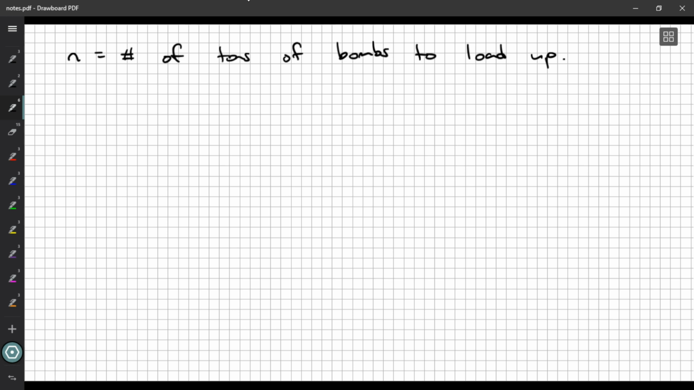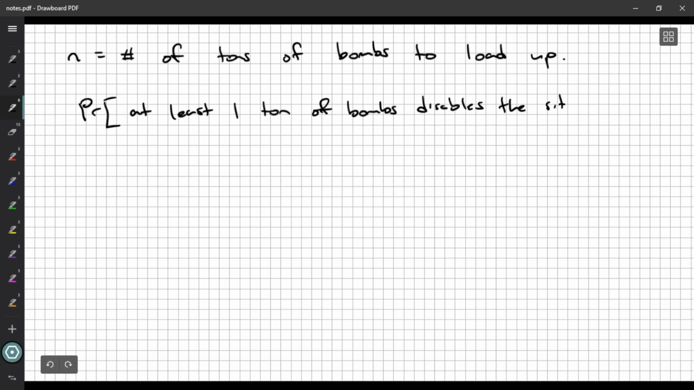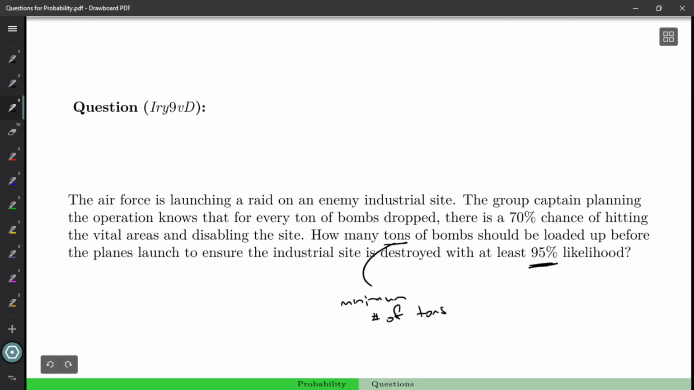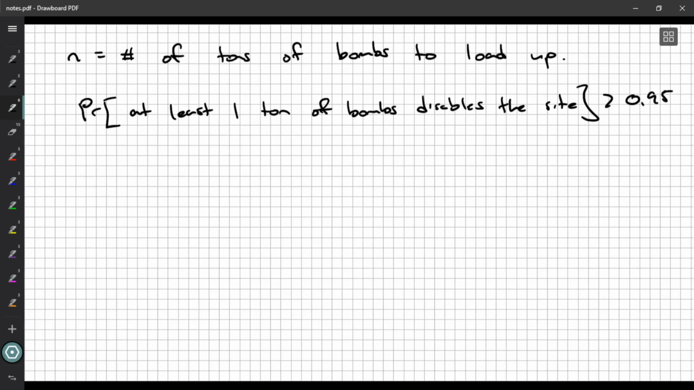Now what we want is the probability that the site is destroyed. So at least one of the tons of bombs disables the site. That's what we're interested in. And we want this specifically to be greater than 0.95. We want a 95% chance of destroying the industrial site.